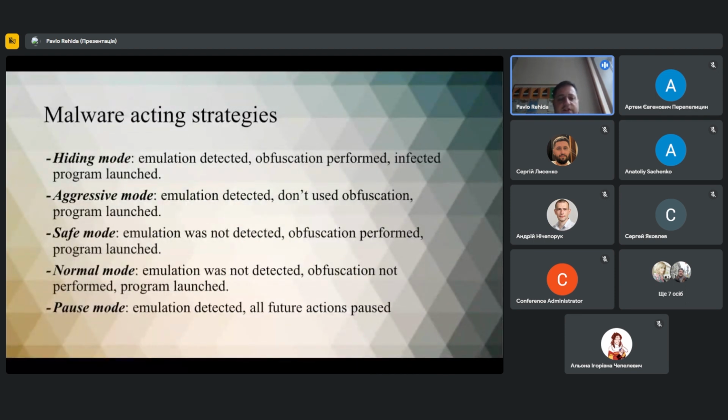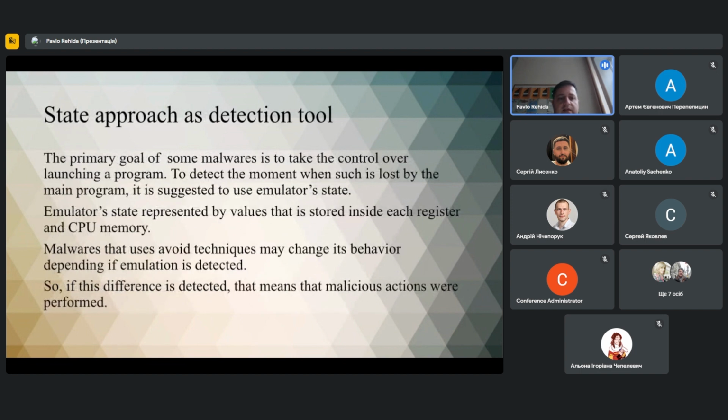And their difference is that the most dangerous one is aggressive mode, which shows that emulation was detected and obfuscation code was not used, but the malicious program was launched. So, the state approach as a detection tool.